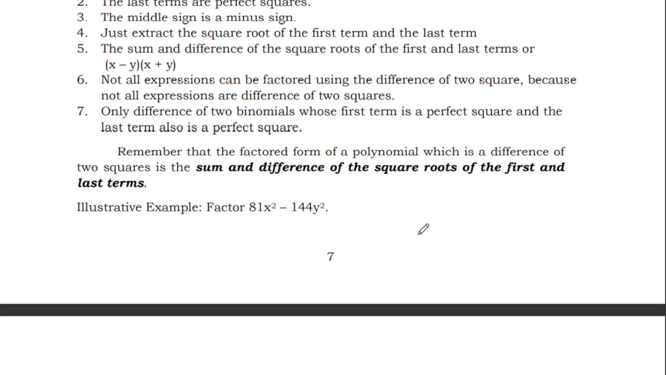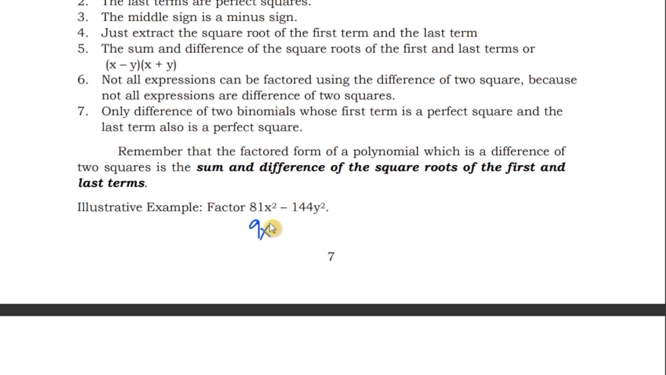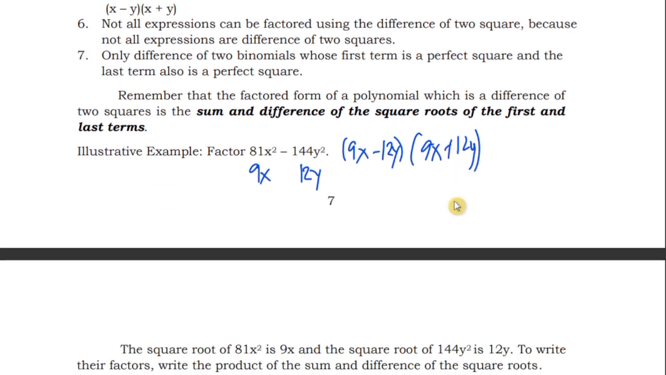Okay, illustrative example. How about this kind of expression? Factor 81x squared minus 144y squared. By the way, we have to check 81x squared, is it a perfect square? Yes, it is a perfect square of 9x. 144y squared comes from 12y. So that is why the factor now is 9x minus 12y and 9x plus 12y. Okay?